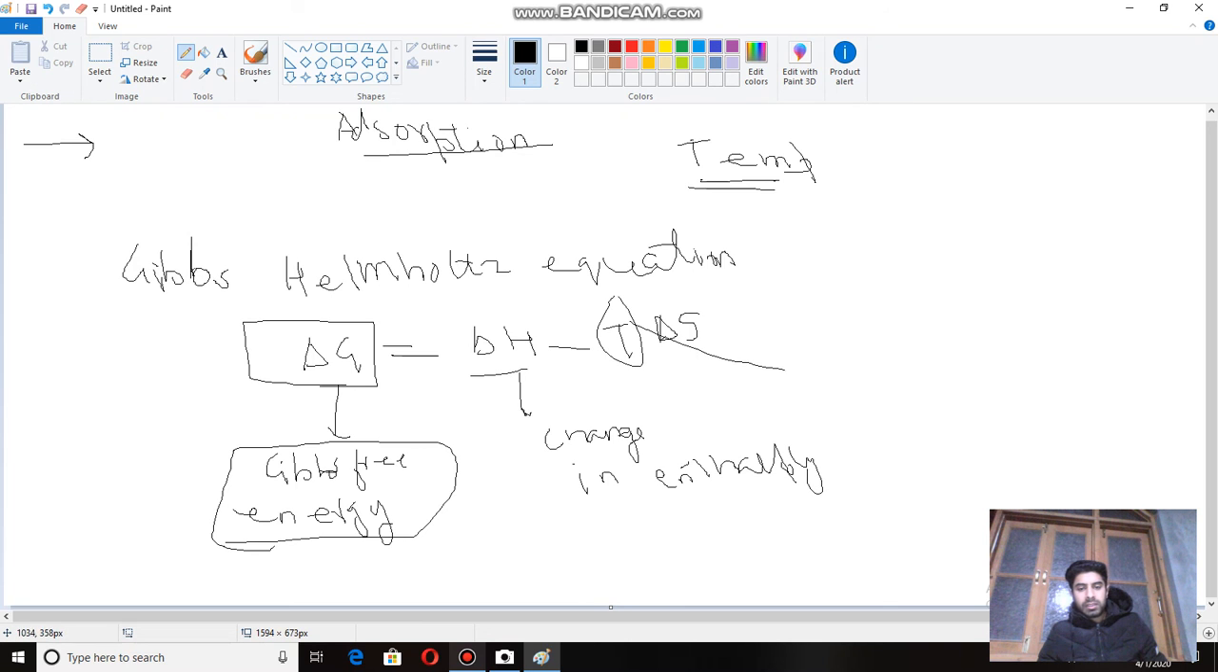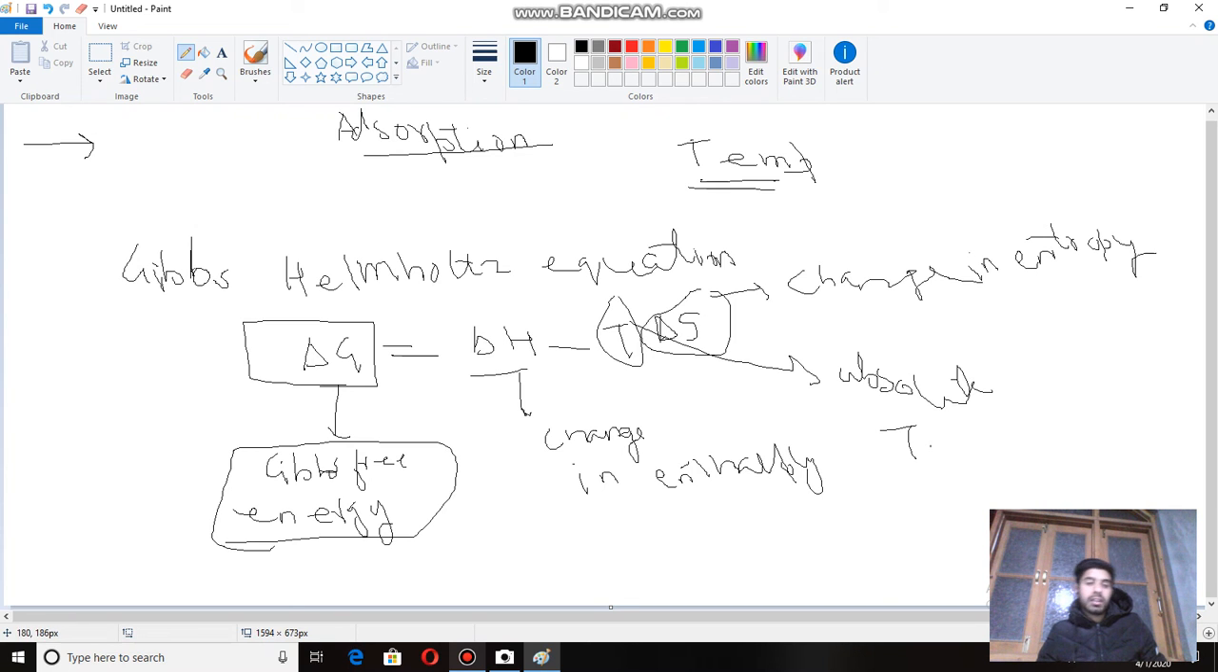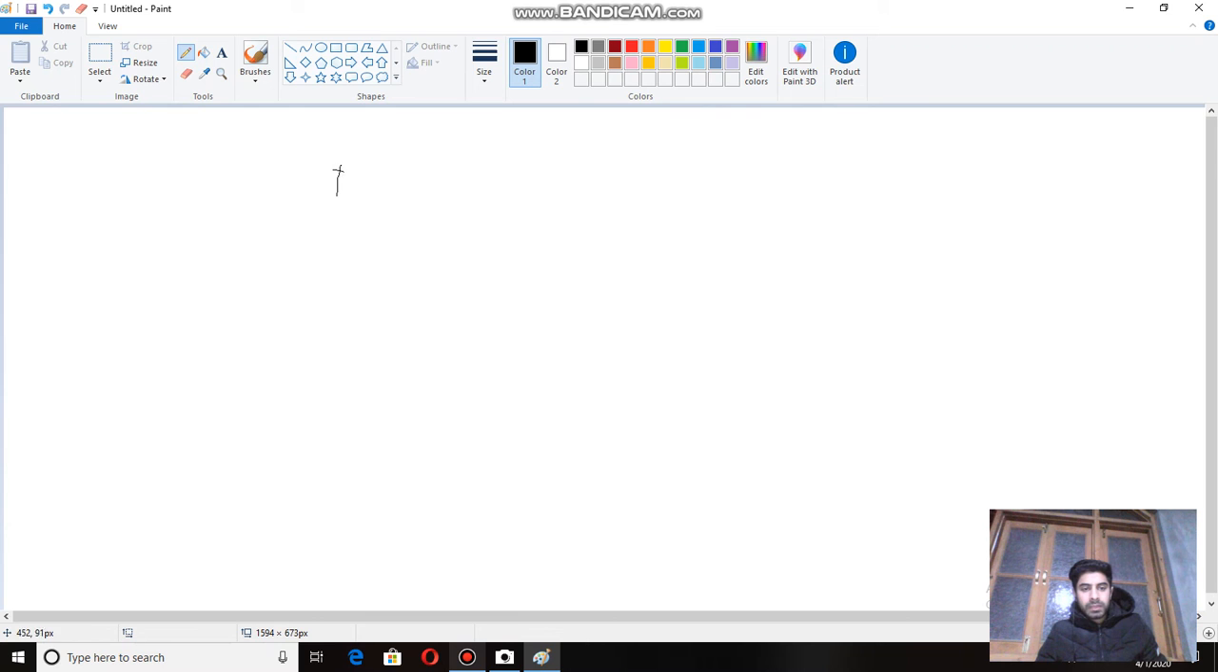This T is here absolute temperature. Absolute temperature means temperature in Kelvin scale, absolute T. And this delta S is change in entropy. Let's see how this governs our adsorption now. It was like this: delta G equal to delta H minus T delta S.